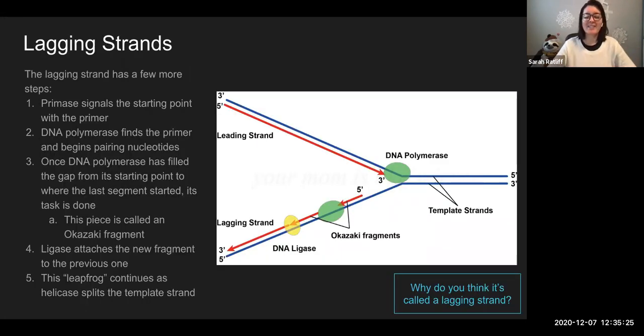This is where our last enzyme comes in. It's called ligase. Its only job is to glue those fragments together. We're going to have some little tiny gaps because we're starting and stopping and starting and stopping. And ligase just goes, hey, there's a gap. I'm going to whoop, glue that together. We're good to go. Oh, there's the next gap. Whoop, glue it. We're good to go. So ligase is just a glue.